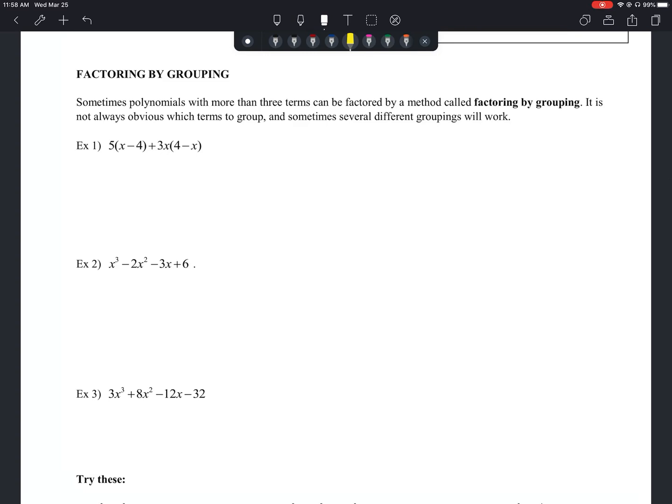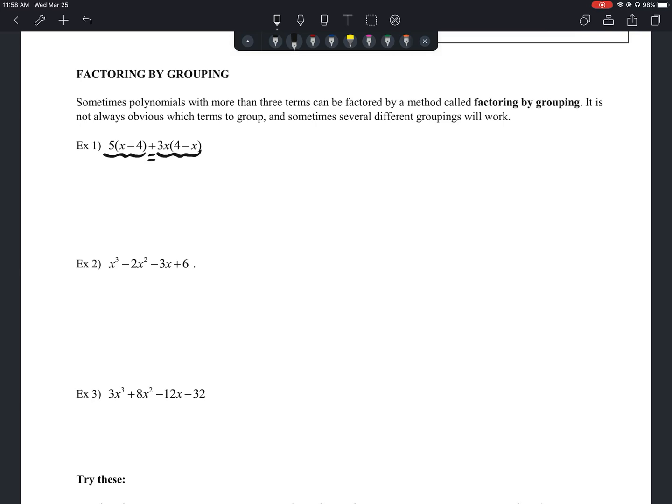The directions state here, sometimes polynomials with more than 3 terms can be factored by a method called factoring by grouping. It is not always obvious which terms to group, and sometimes several different groupings will work. So we're going to look at the first one here. The first one we've got says 5 times the quantity of x minus 4 plus 3x times the quantity of 4 minus x. So overall, I would kind of consider this to be like a binomial, right? We've got one plus sign in it here. So it's kind of like we have our 2 terms.